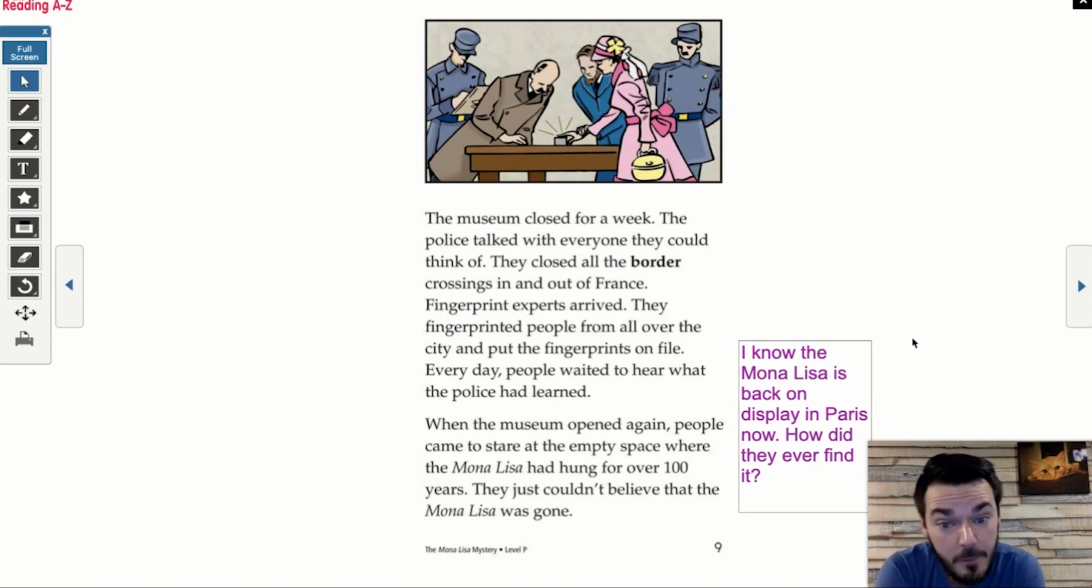When the museum opened again, people came to stare at the empty space where the Mona Lisa had hung for over 100 years. They just couldn't believe that the Mona Lisa was gone. I know the Mona Lisa is back on display in Paris now, so I'm wondering, how did they ever find it? I bet as we keep reading, we'll find out.